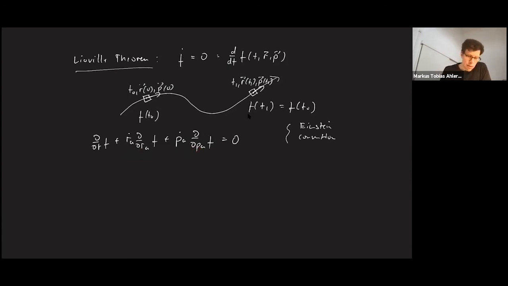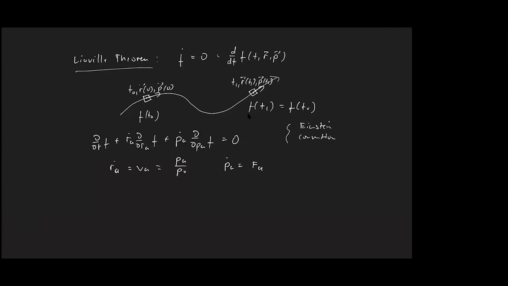Now the velocity of the particle is simply given as the three-momentum divided by the energy p0. And we can use Newton's law to express the time derivative of the momentum as the Lorentz force itself, this is F_a. Are there any questions?